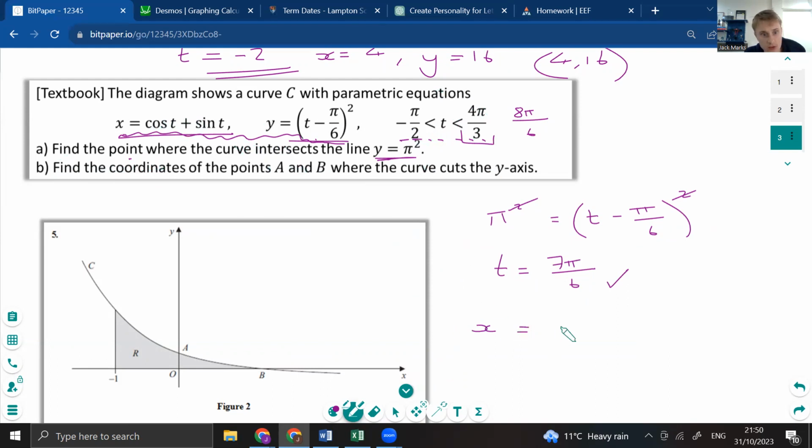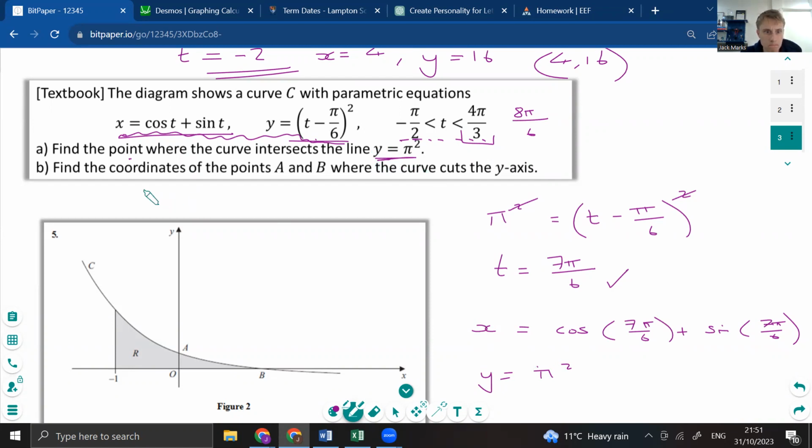So x equals cos of 7 pi over 6 plus sine of 7 pi over 6. Okay, and you'd get your answer for that one there. The y part is just pi squared, because that was given to you in the question. So that would be your coordinate.